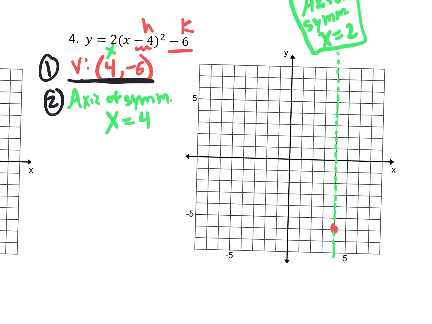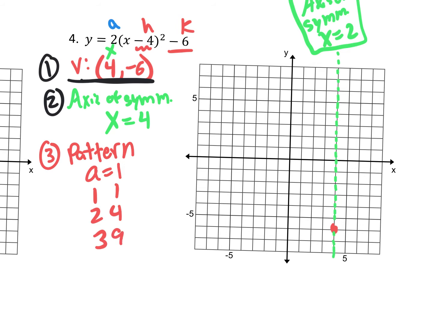And if we look at the a value out here, it is not 1. Okay? So let's keep this in mind. The pattern that we usually use is for when a equals 1, and that pattern is 1, 1, 2, 4, 3, 9. And it's important to remember that this pattern came from the original parent graph, y equals x squared. And these are technically inputs and outputs of that original parent graph that had the a value of 1.